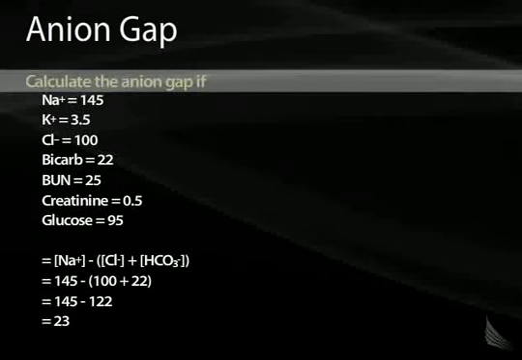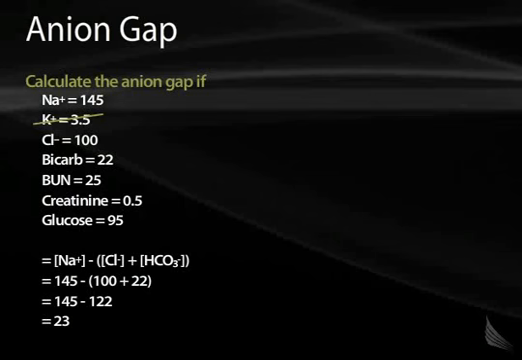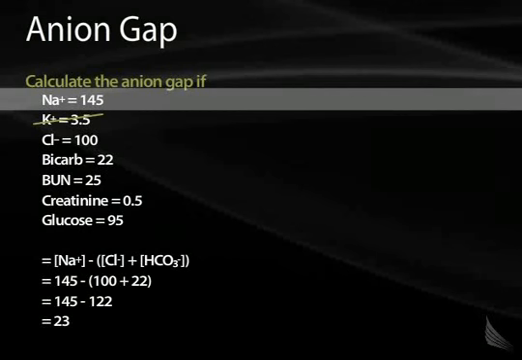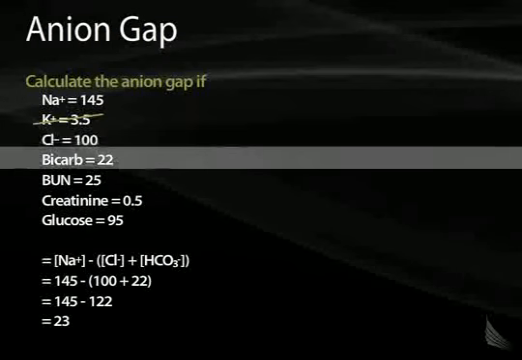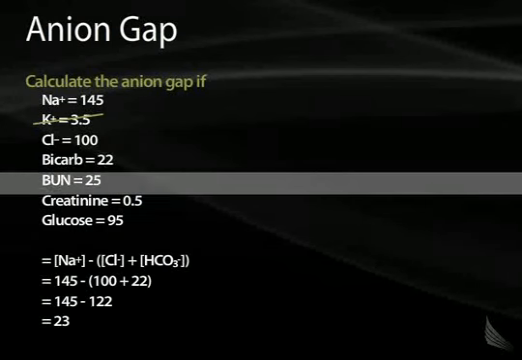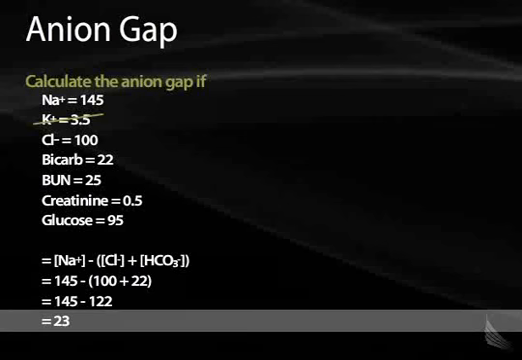It's important to remember how to calculate an anion gap, and it's very simple as long as you are able to draw up a chem panel on the patient. The point is to avoid the potassium, just cross it right out, because normally potassium is not an important anion. The sodium is 145, and you subtract the chloride, which is 100, plus the bicarb. And that gives you an anion gap of 23.